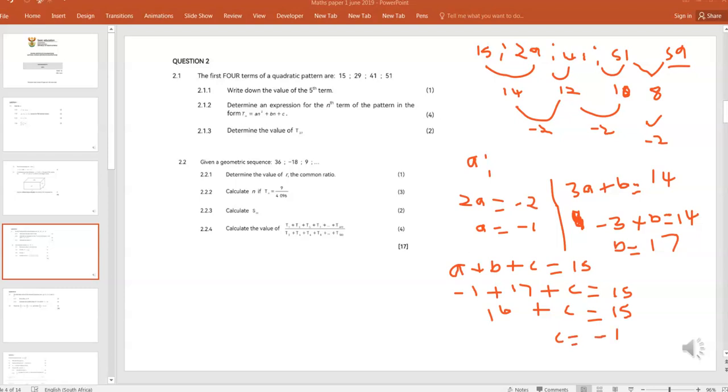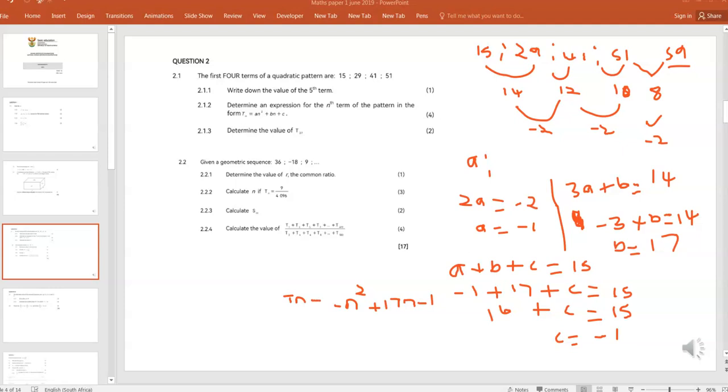So now what is A? Minus 1, so it will be negative n squared plus 17n minus 1. That will be your Tn, because we need to find A, B, and C. That will be our lovely general formula, which is T.